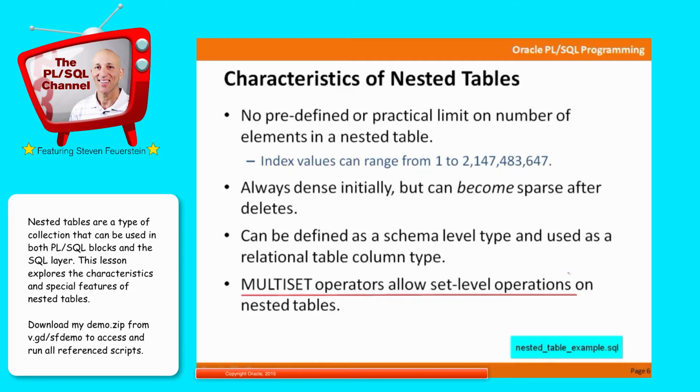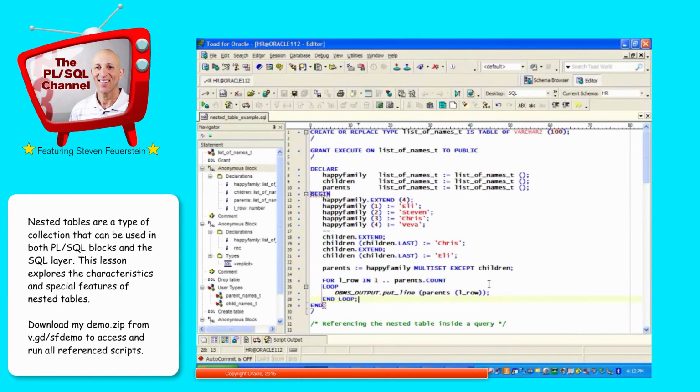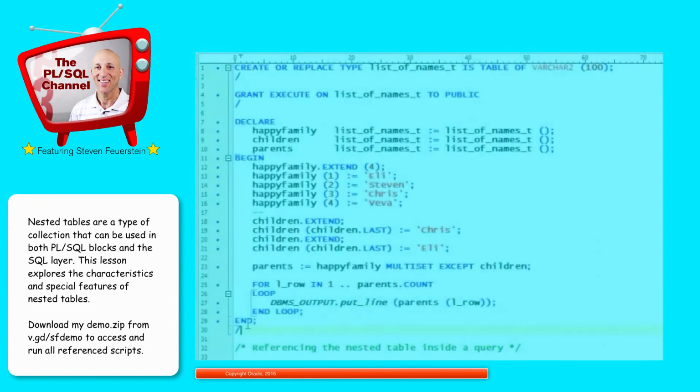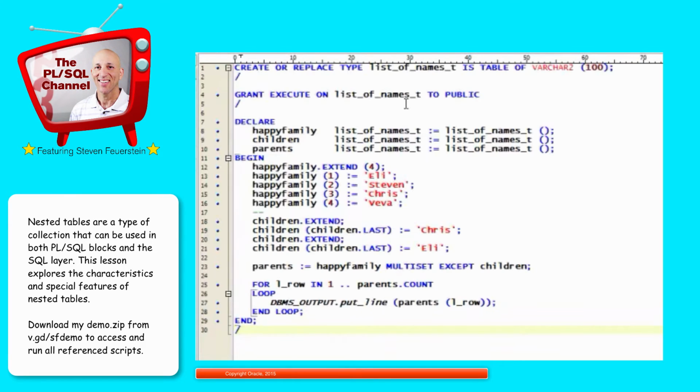Okay, let's take a look at some examples. Again, this file can be found in DemoZip. You can run through the same examples yourself that I'm doing, and I strongly encourage you to do so. All right, let's take a look at the first chunk of code from my nested table example script.